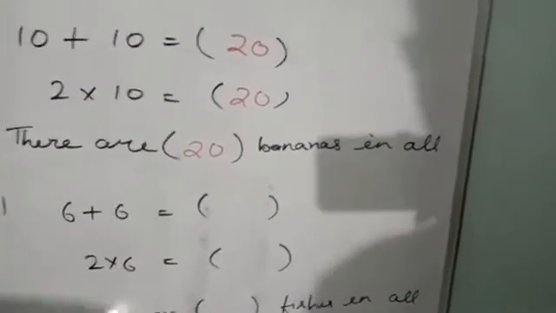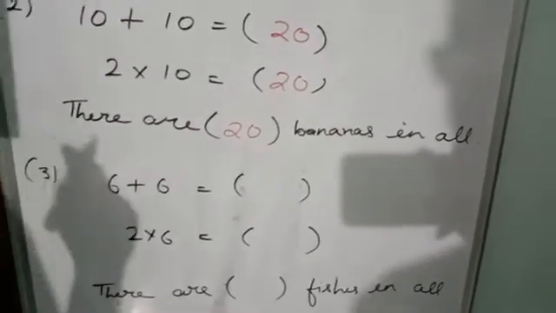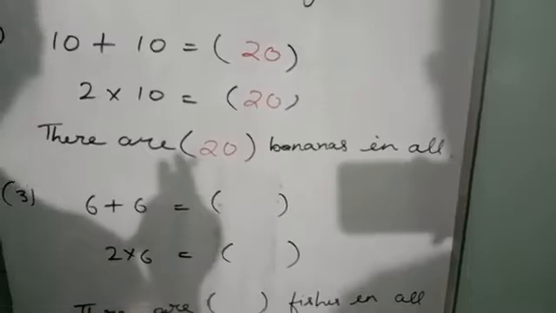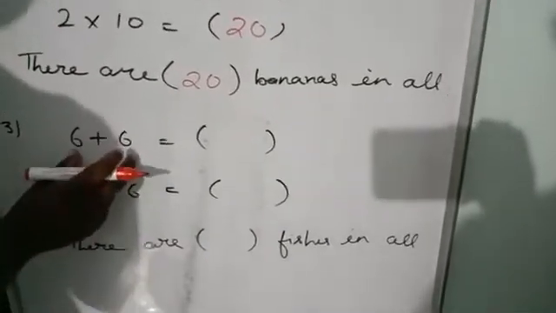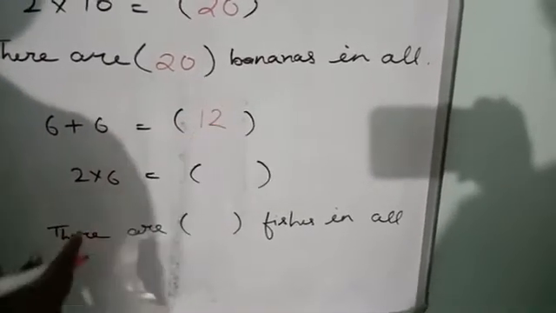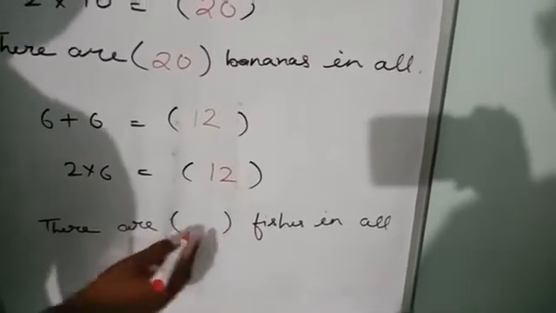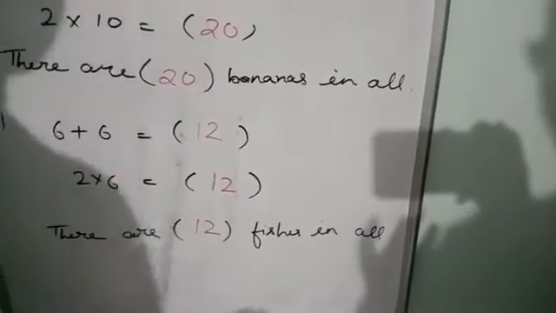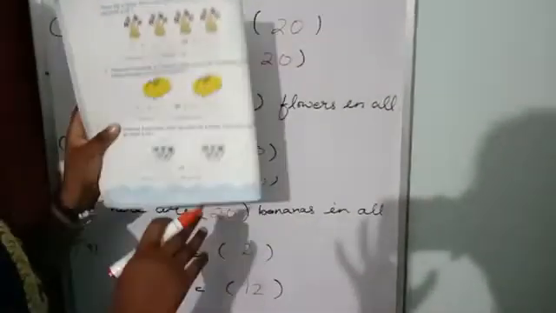Now the third one. There are 2 fish tanks. Each fish tank has 6 fishes. How many fishes are there in all? So 6 is repeated 2 times. 6 plus 6, 12. Then 2 into 6, 12. That means there are 12 fishes in all. Okay. That's all for today.